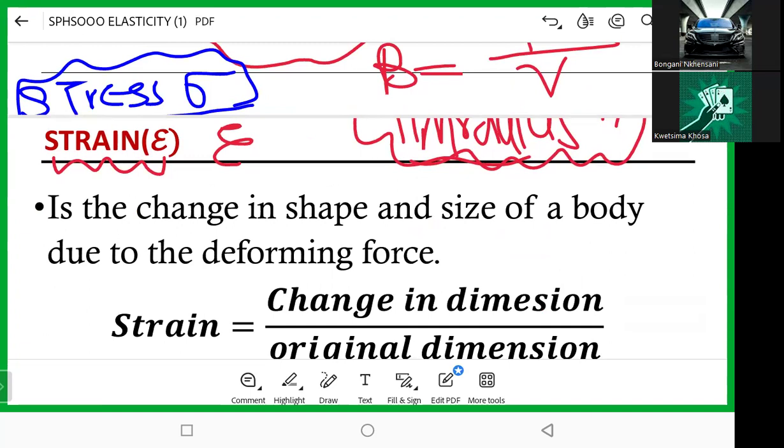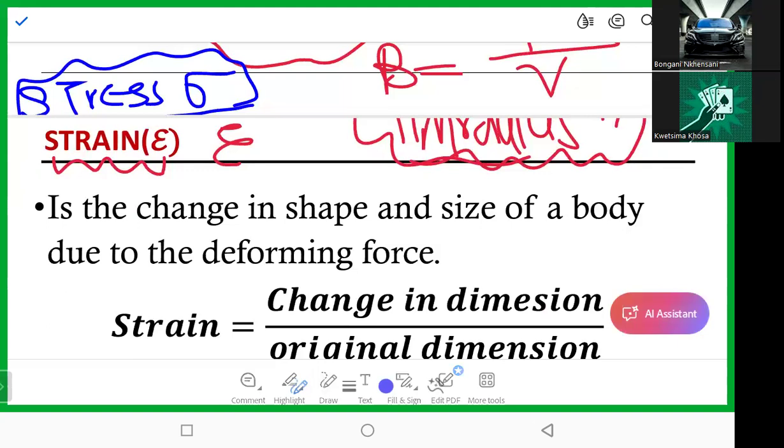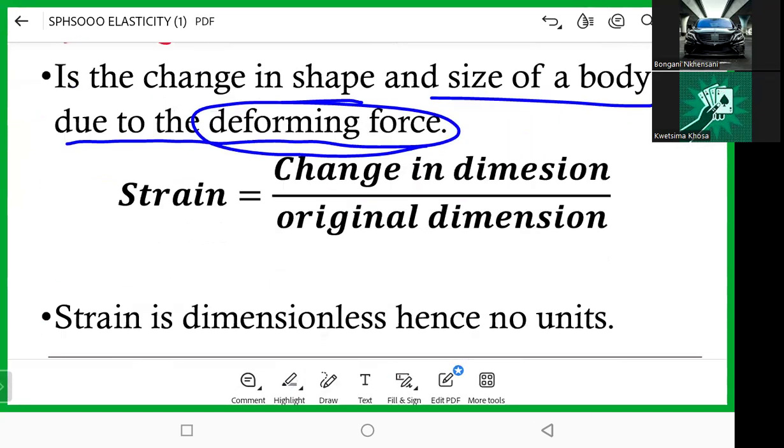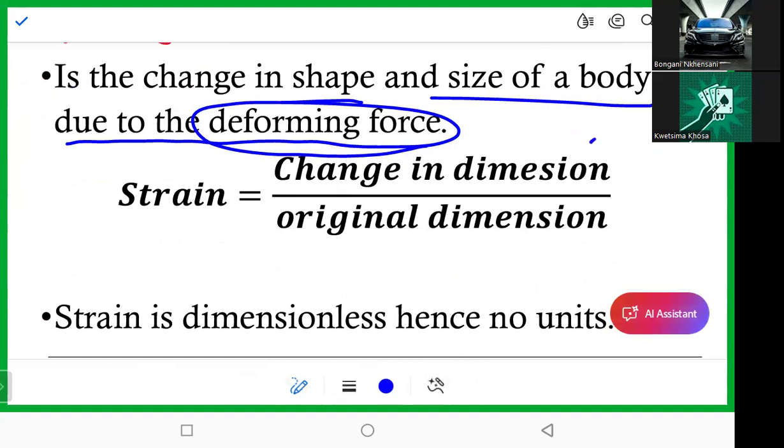So with strain, we're checking the change in the shape and the size of our object due to that deforming force. But with stress, we're only checking the rate at which the object is changing. So now the formula is saying change in dimension. This is the general formula, right? General.